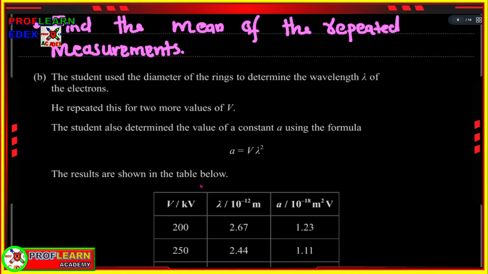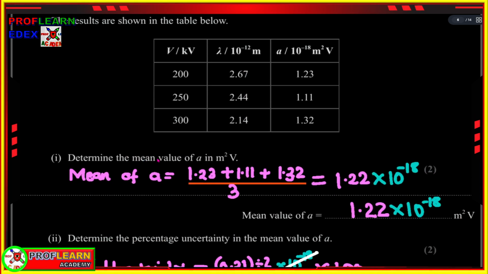We are told the student used the diameter of the ring to determine the wavelength lambda of the electrons. He repeated this for 2 more values of V, and the student also determined the value of a constant using the formula A is equal to V, in kilovolts, times lambda squared. We are supposed to determine the mean value of A, and basically this is the particular question I was really talking about.